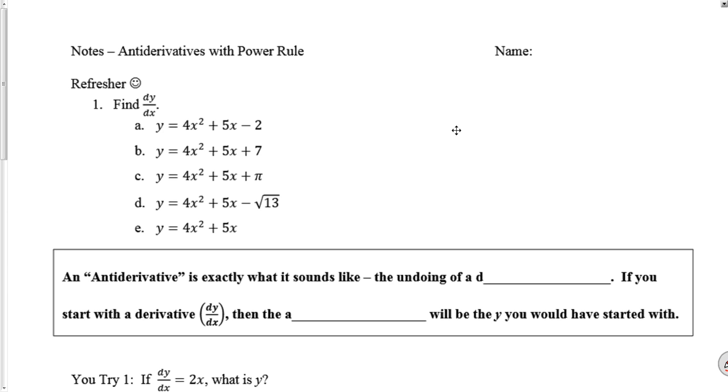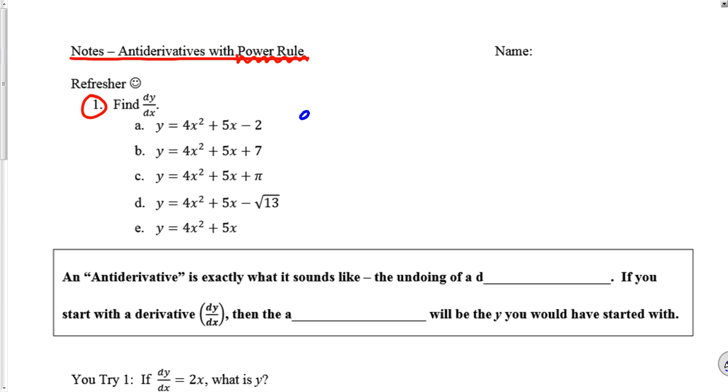Hello, today we are talking about antiderivatives, but specifically antiderivatives that include the power rule. So before we even get started with antiderivatives, I'd like to go through a quick refresher. So we have this refresher right here that says find dy dx. And again, if you look at all these, all the derivatives only involve the power rule.